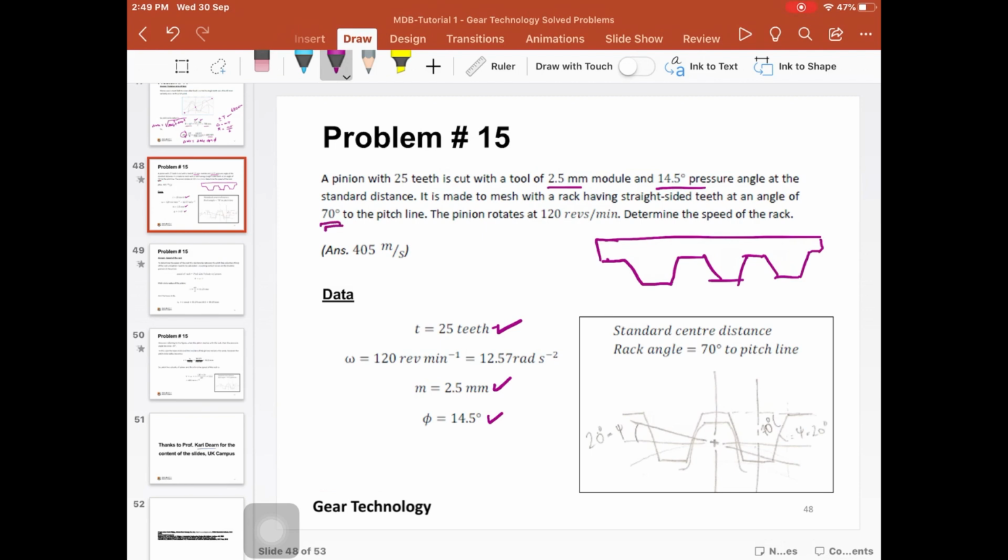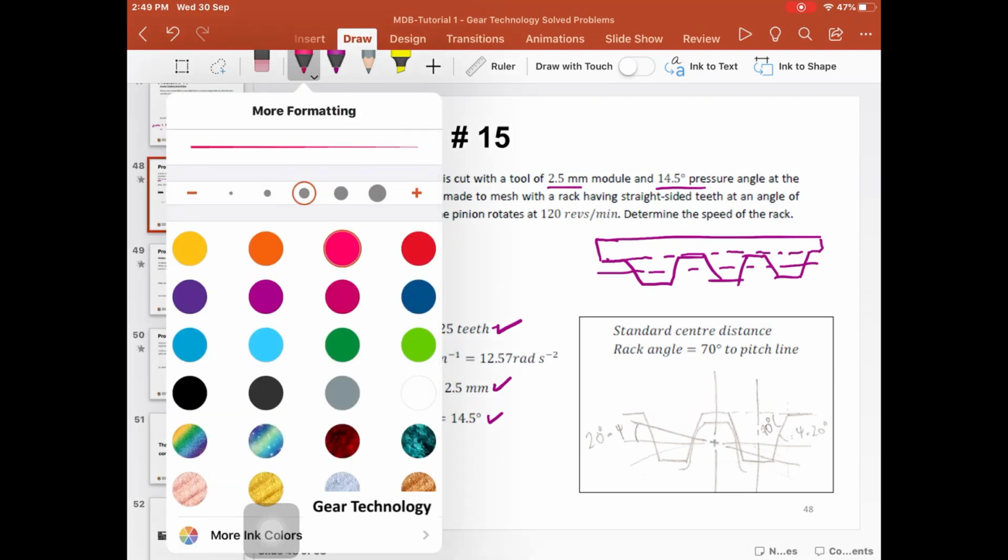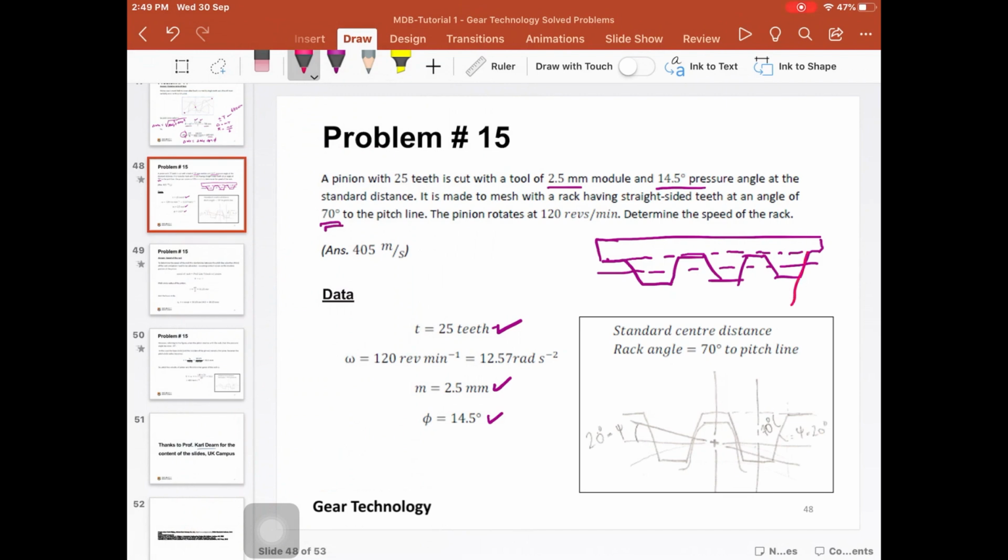So this is with the pitch line. This is the angle here between the teeth and the pitch line. The pitch line is here. So the angle here is 70. So the angle between these two lines is 70 degrees. Consequently, if you draw a vertical line here, the angle here becomes 20.